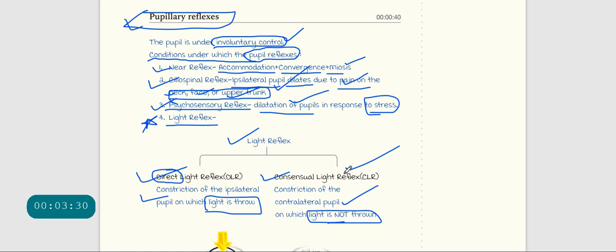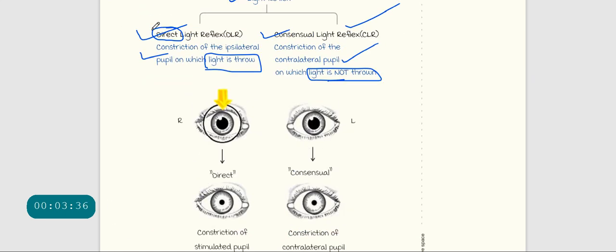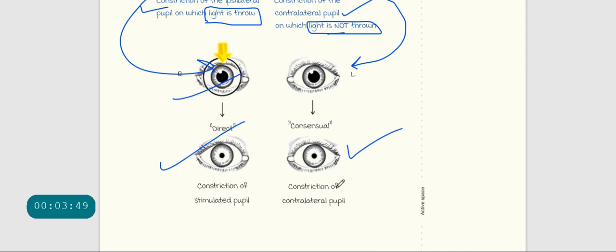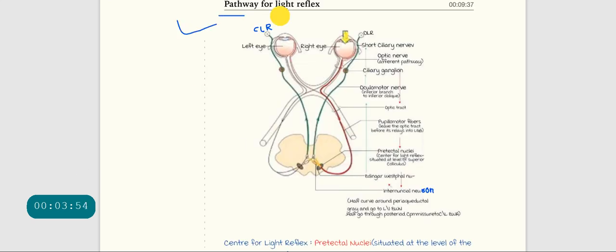Let us see how the pathway works for both of these. Here you can see the direct light reflex, in which light is thrown and the pupil is constricting, and here you can see the consensual light reflex, in which light is not thrown but still the pupil is constricting. Very easy. Now coming to the pathway. Beautifully you can see here the pathway of the light reflex. One side we are taking the consensual light reflex and one side the direct light reflex. Let us understand both pathways.